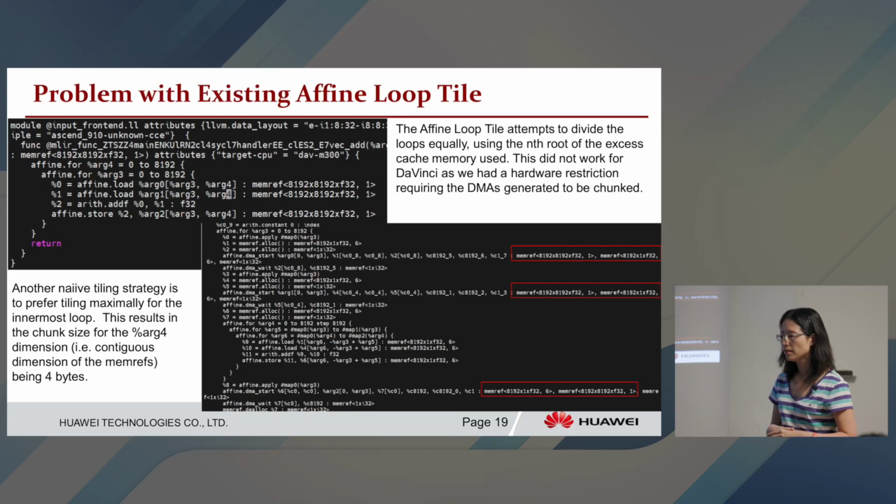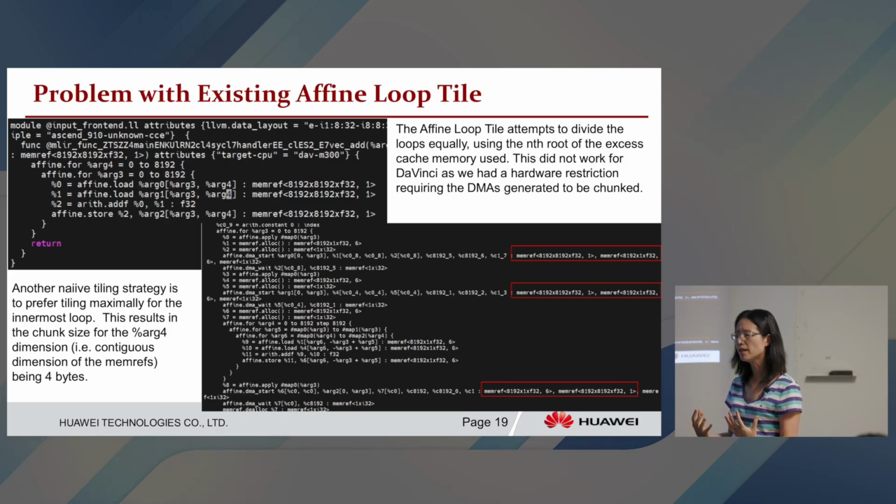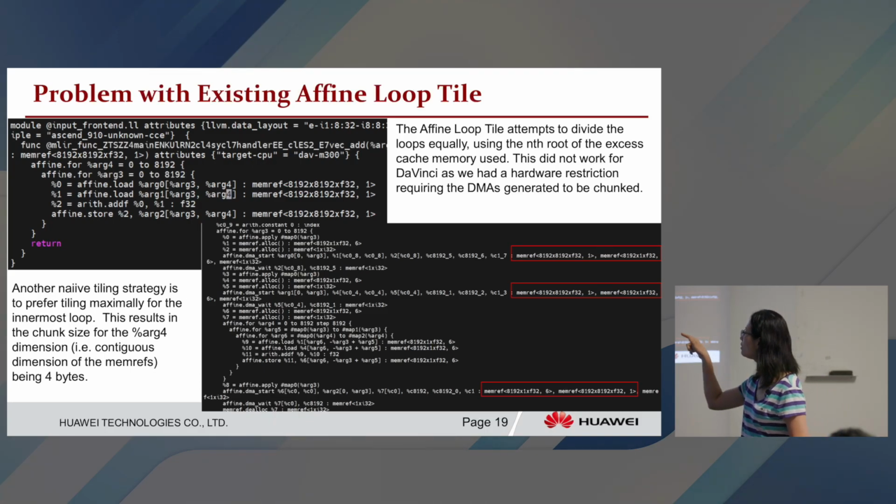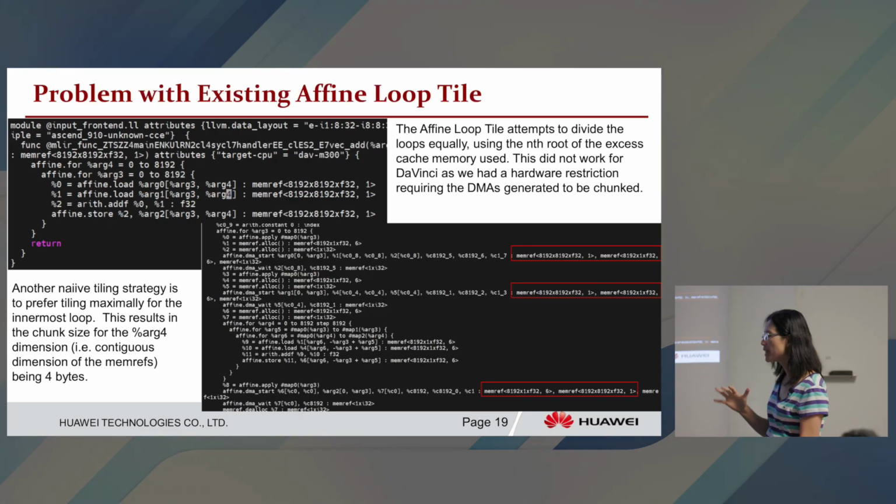As I said, if you just tile the nth root and pick a tile size oblivious to your DMA ability, then you can generate tiles that you cannot DMA. What does that mean? How about we tile the innermost loop? That's where the action is, right? But if you tile the innermost loop, you may also make a mistake, because the innermost loop may not correspond to the innermost contiguous dimension of the memref. For example, the memref's innermost dimension is on arg4, but arg4 is not the innermost loop.